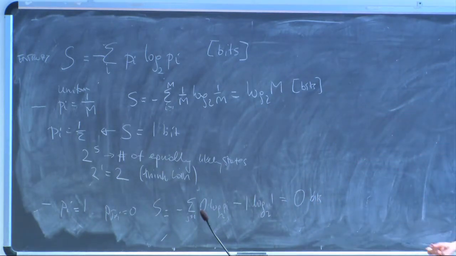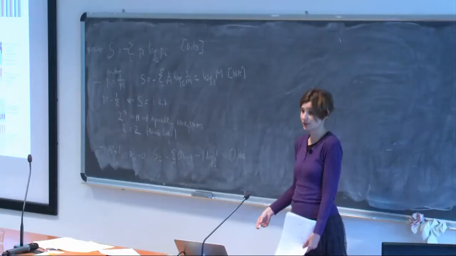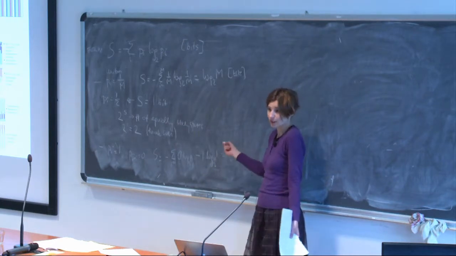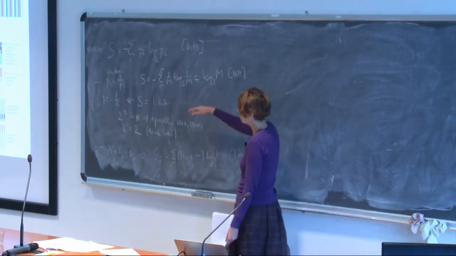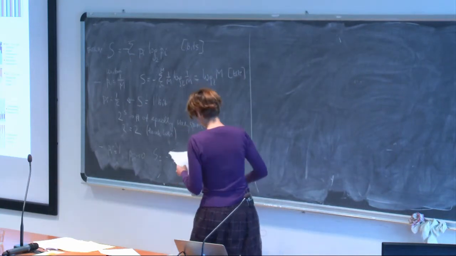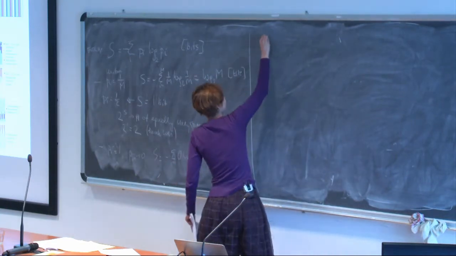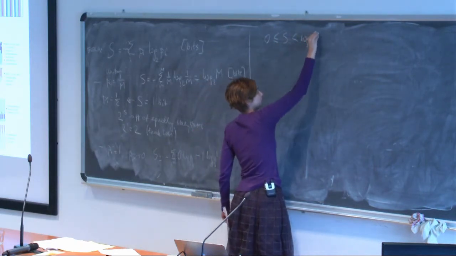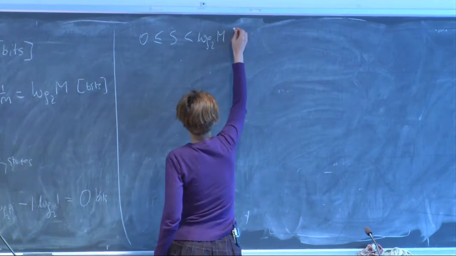So that makes sense, and this is why it's a measure of diversity, because if I don't have any diversity, if everybody is the same, then I have 0, and if I have the most flat distribution, I have log m. So in general, entropy is bounded between these two numbers in bits.